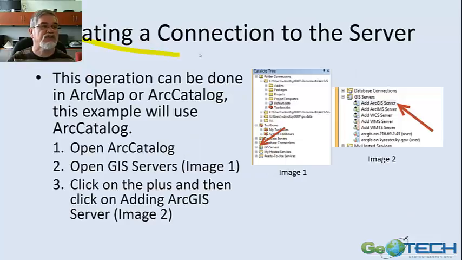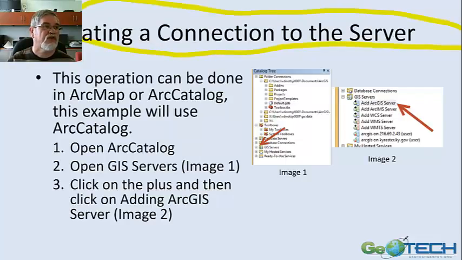So to create a connection to your server, what we are going to do is we're going to go to Arc Catalog. You could do this also in ArcMap, but we're going to use Arc Catalog. This is your normal catalog tree that you're used to seeing. We're going to go way down to the bottom here and press on the plus sign here, and we're going to see what is in image 2 show up, where you've got the ArcGIS server, and you've got an ArcIMS server, which is an older type of server, and you also have several other types of servers here.